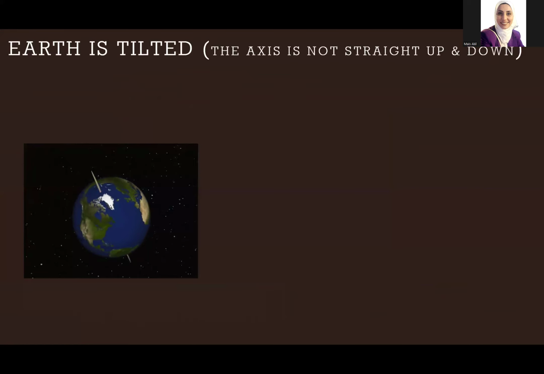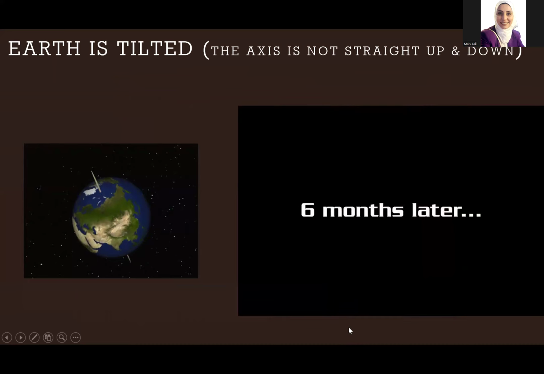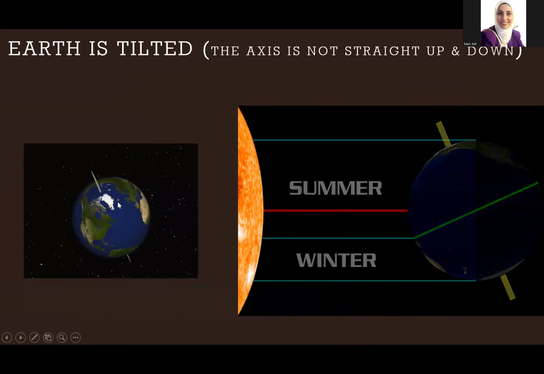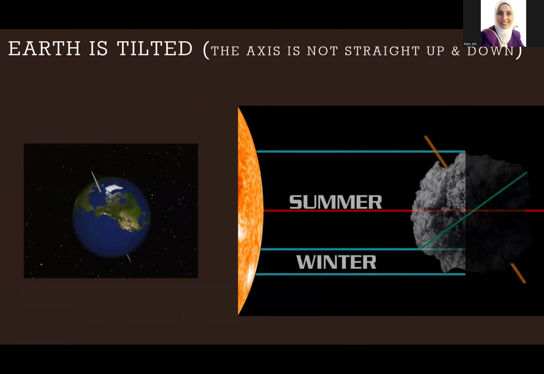So, as I told you before, the Earth has an axis, and the Earth axis is tilted. That means the axis is not straight up and down, as it is clear in this picture. So, this is important for the Earth for having 4 seasons. Let's see how.